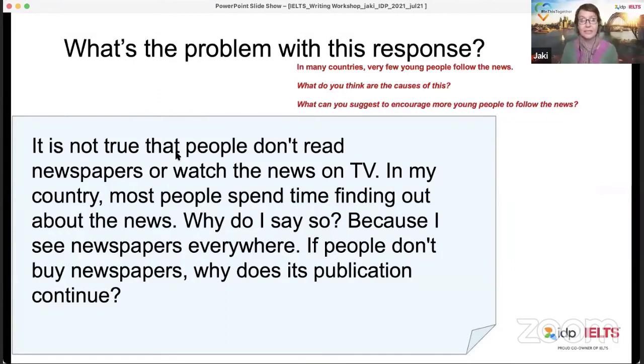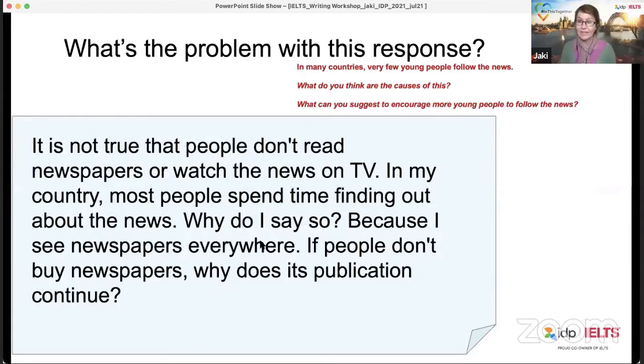It's not true that people don't read newspapers or watch the news on TV. In my country, most people spend time finding out about the news. Why do I say so? Because I see newspapers everywhere. If people don't buy newspapers, why does its publication continue?